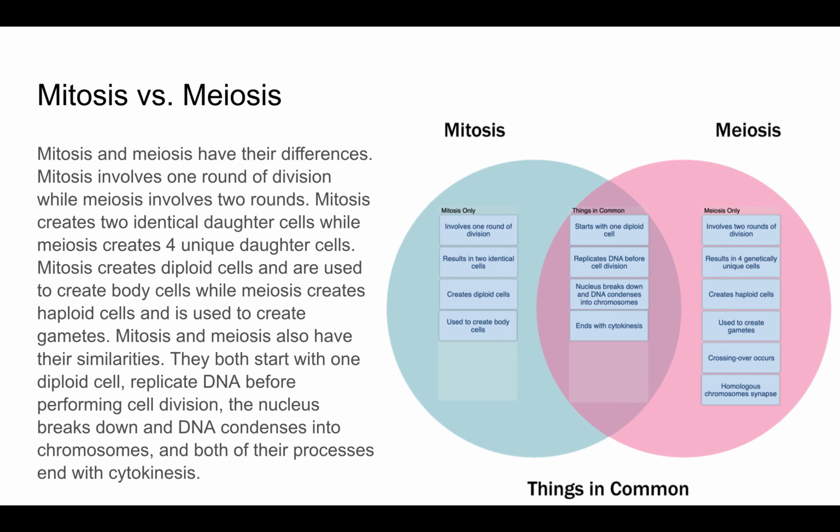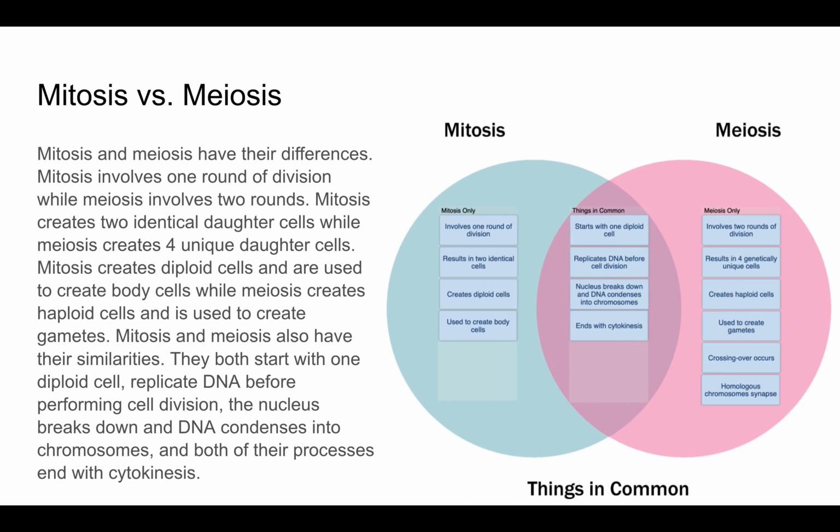And lastly, I will compare and contrast mitosis and meiosis. They do have their differences. Mitosis involves one round of division, while meiosis involves two. And mitosis creates two daughter cells which are identical, while meiosis creates four daughter cells which are unique to each other. And mitosis creates diploid cells and they are used to make body cells, while meiosis makes haploid cells and they are used to create gametes.